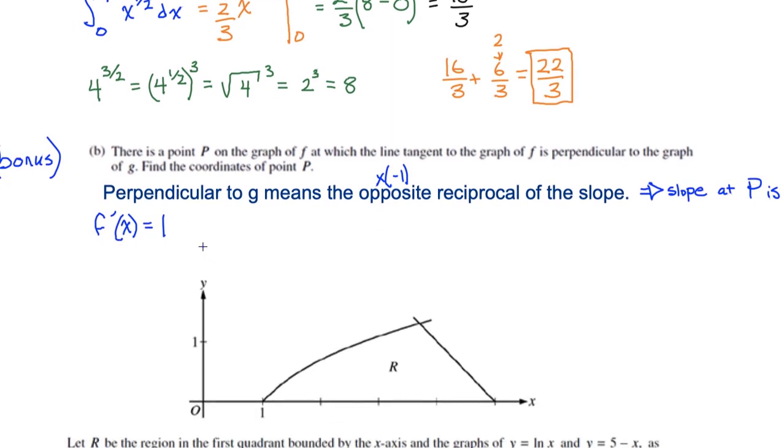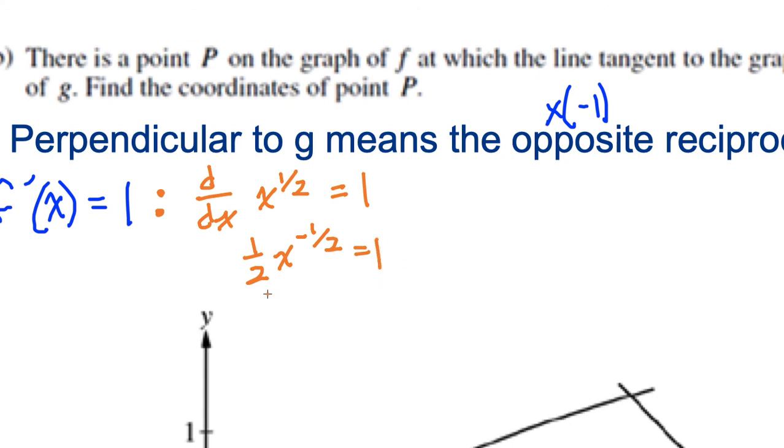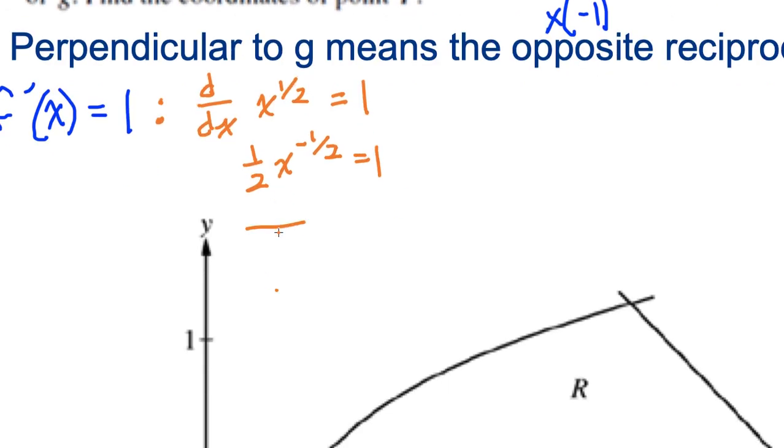How do I do that? Well, let's see. Showing my work here. I'm going to say d/dx, the derivative with respect to x of x to the 1/2. We're going to set that equal to 1. And the derivative of that is going to bring down the 1/2. 1/2 x to the power of negative 1/2 is equal to 1. And therefore, 1 over 2 square root of x is equal to 1.